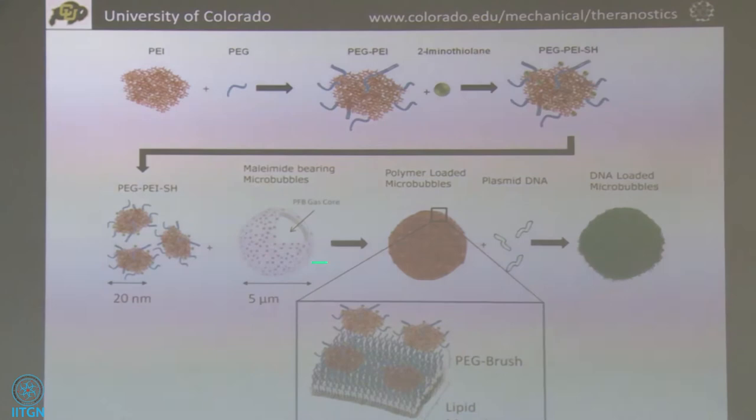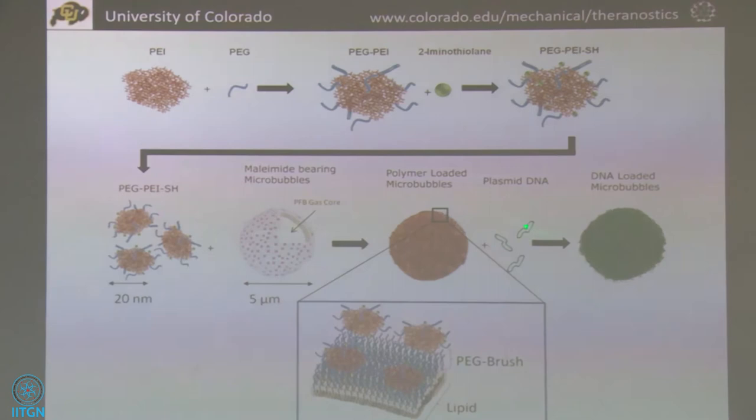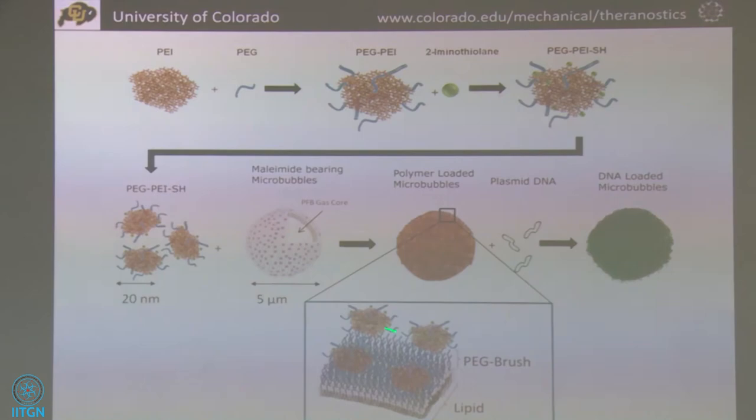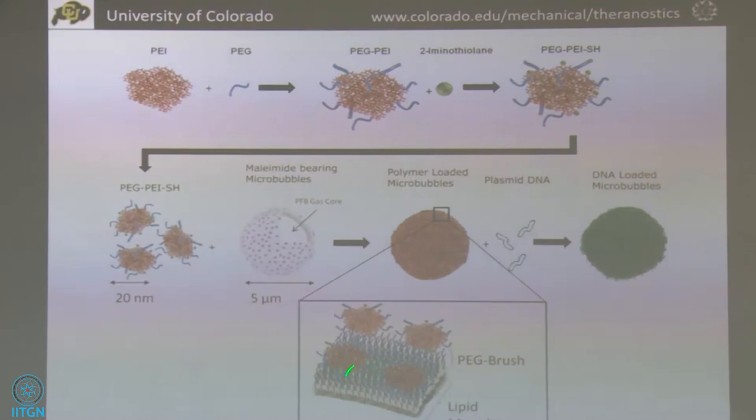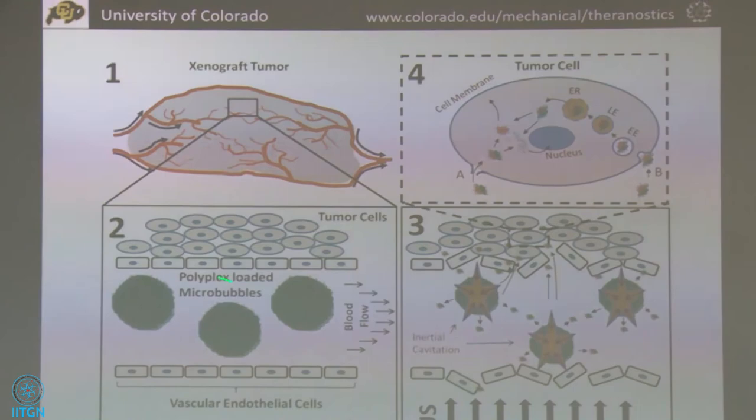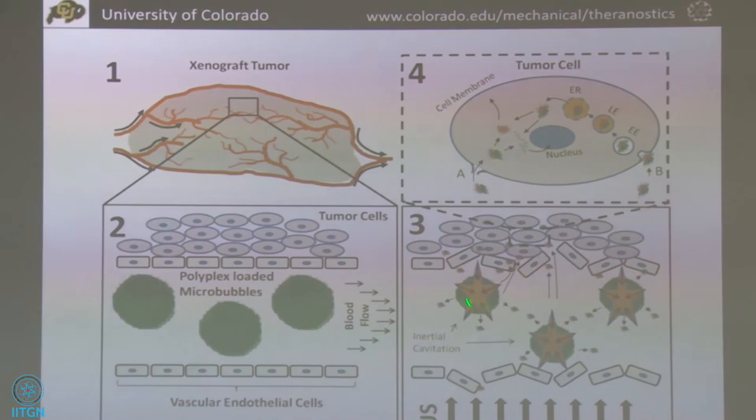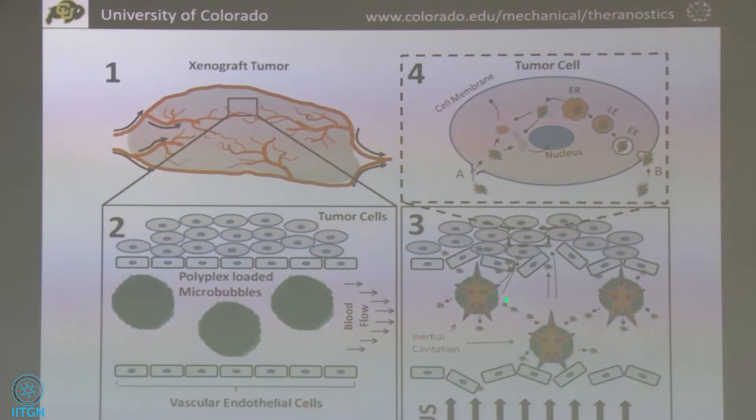We then add the DNA, which is anionic. The DNA complexes with the PEI and forms so-called polyplexes, polymer complexes with DNA, that sit on the bubble surface, and then we have the DNA loaded bubble. The DNA loaded bubbles are injected intravenously, flowing through the vasculature, and then ultrasound is used to hit the bubble, to activate the bubbles. The bubbles become destroyed, they lose the PEI, and at the same time they open up the vasculature.